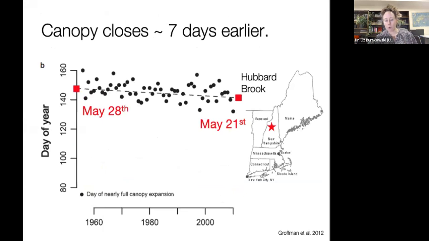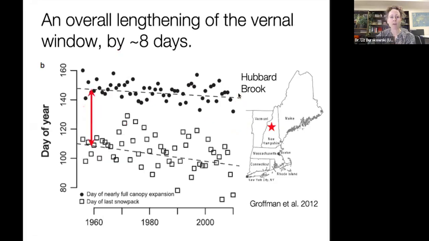So in terms of the vernal window, remember that's defined as that change between snow melt to canopy closure. We've actually seen an overall lengthening of the vernal window by about 8 days, because these two things are not happening at the same rate.